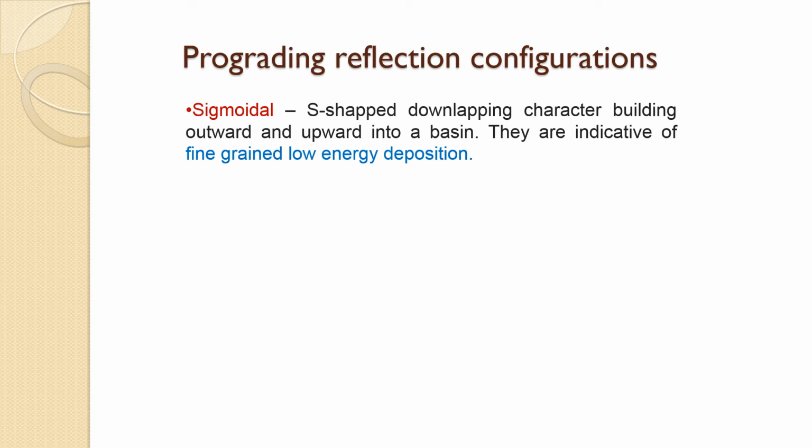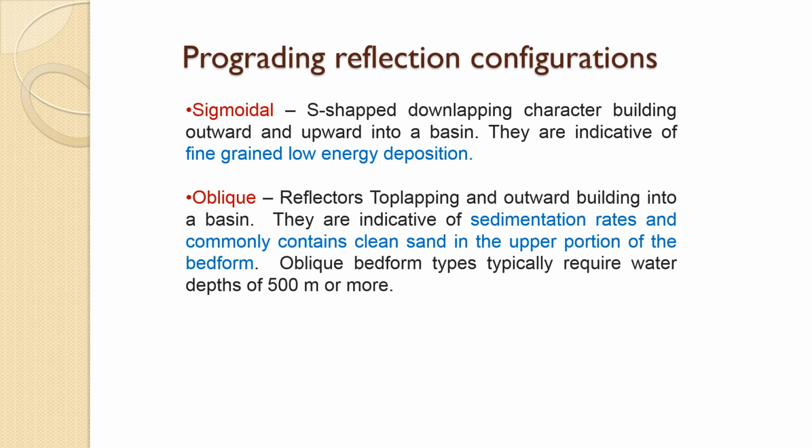And whenever you see this blue writing here, it means the indication of what? Indication of fine-grained low energy deposition. Oblique. Also, this here is an indication of what? Indication of sedimentation rates and commonly contains clean sand in the upper portion of the bed form. So this is a very good thing to know. Whenever you have a specific pattern, you can directly guess the environment of deposition.